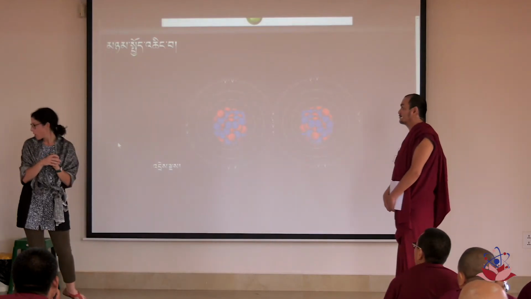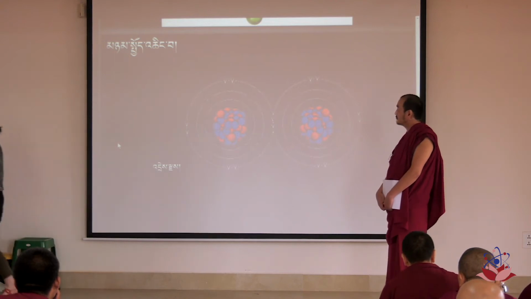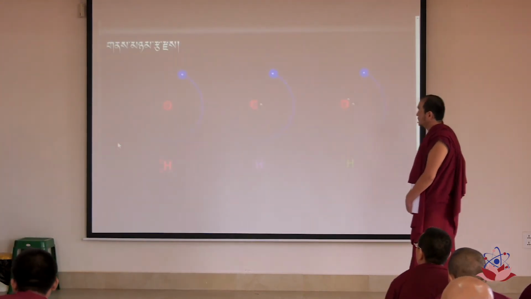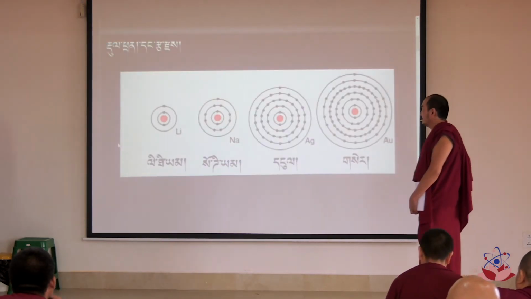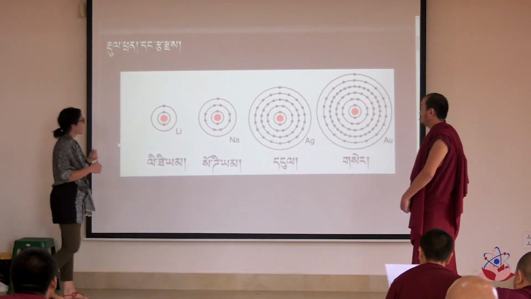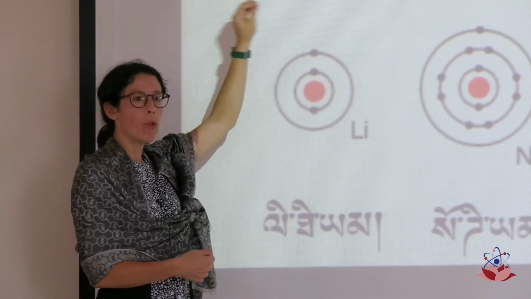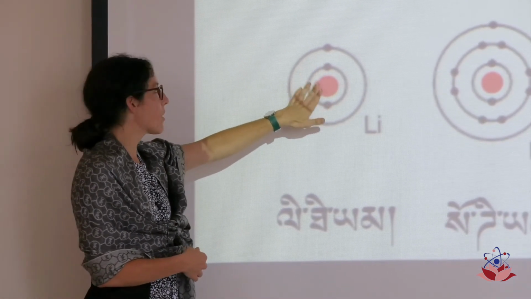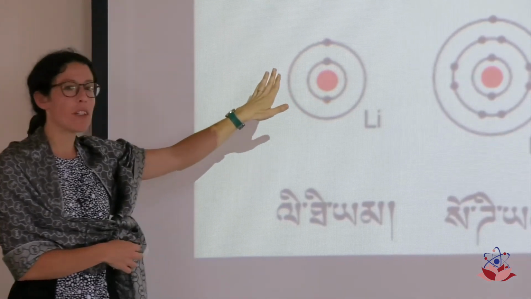So now I want to go back to our pictures of the atoms. And I want to ask you, what happens if we remove an electron from, for example, the lithium atom? Do we still have the element lithium?